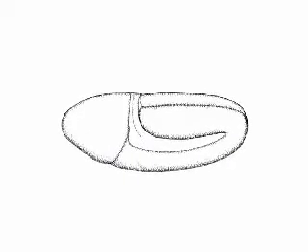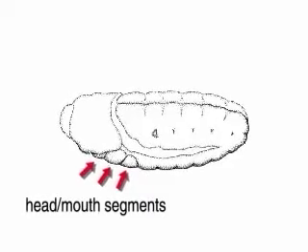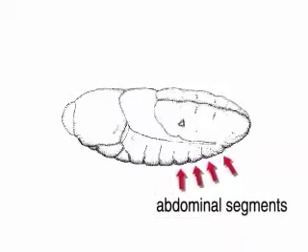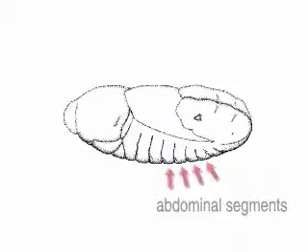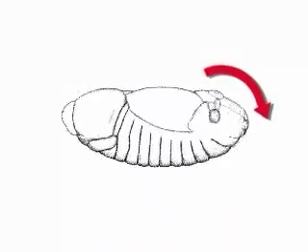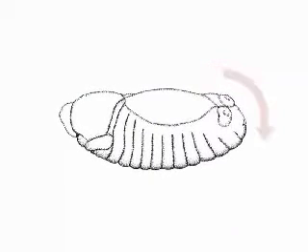Body segments then become defined. The first 3 segments will give rise to the head and mouth parts, the next 3 to the thorax, and the remaining ones to the abdomen. Eventually, the rear end of the embryo will retract back onto the ventral side and straighten out the embryo. Development to this stage takes about 10 hours.